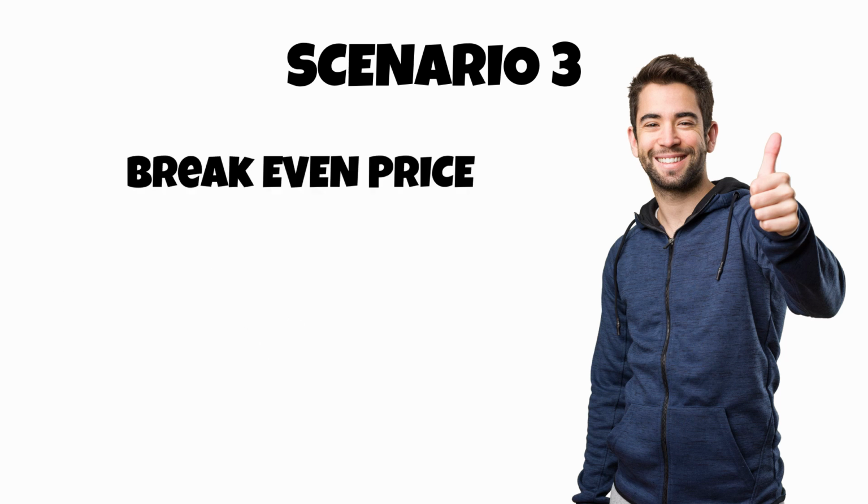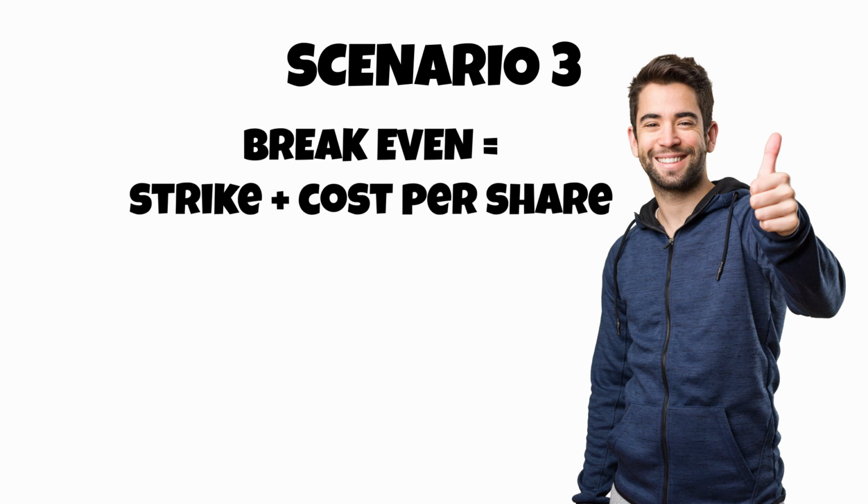This is known as the break-even price, or the price at which the buyer would neither gain nor lose money at expiration. This is an important number for any options buyer to know, as this is the price the stock must reach by expiration to not take a loss. This can easily be calculated by adding your contract cost per share of 15 cents to the strike price of $31, for a total of $31.15 for the break-even price.